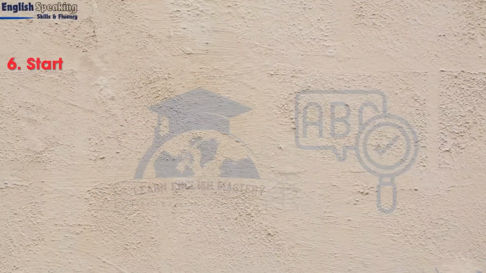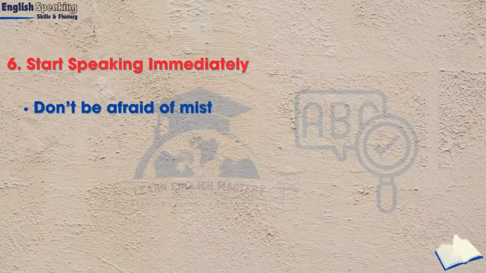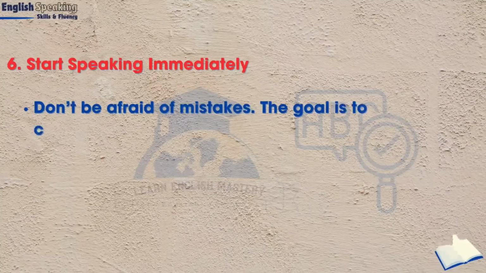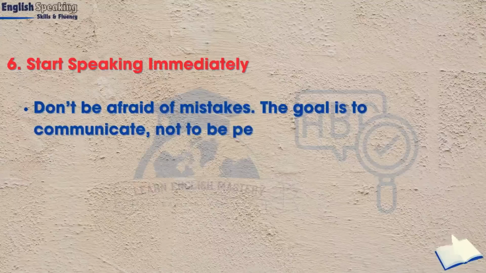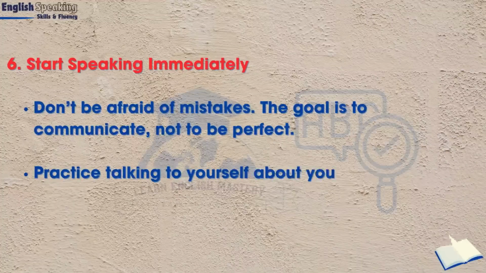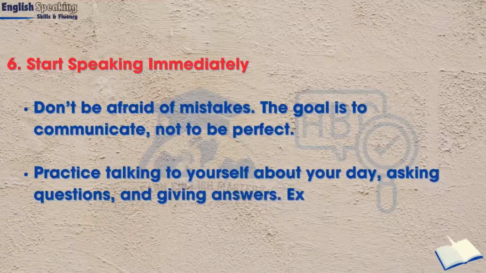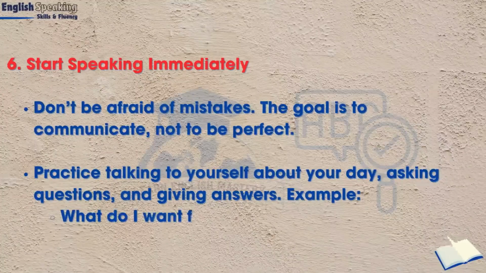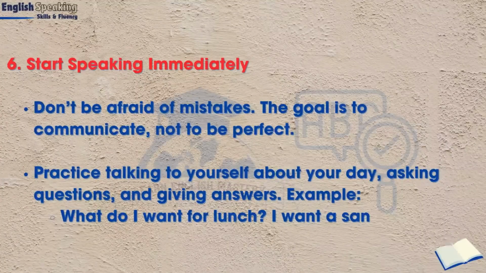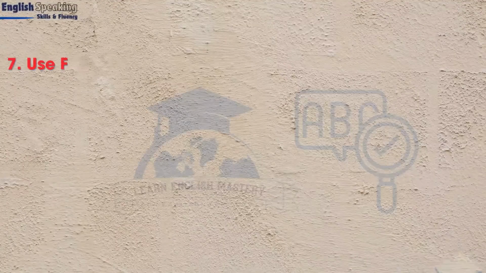6. Start speaking immediately, don't be afraid of mistakes. The goal is to communicate, not to be perfect. Practice talking to yourself about your day, asking questions, and giving answers. Example: What do I want for lunch? I want a sandwich.